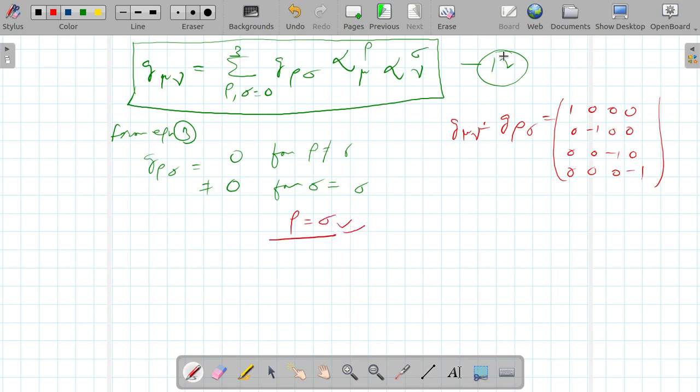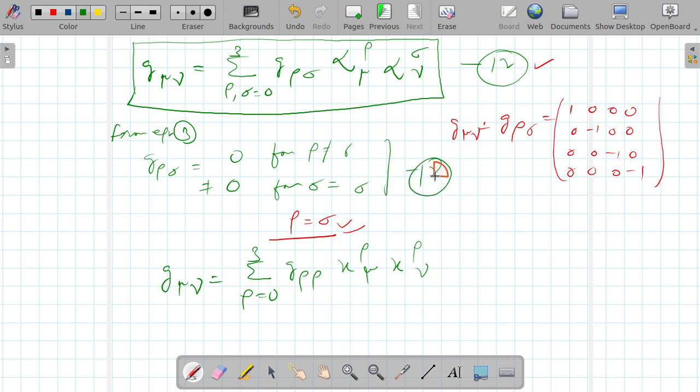If I use this in equation 12, then this equation will become g mu nu must be equal to the summation over rho from 0 to 3 of g rho rho alpha rho mu alpha rho nu, and let me call this equation number 13.